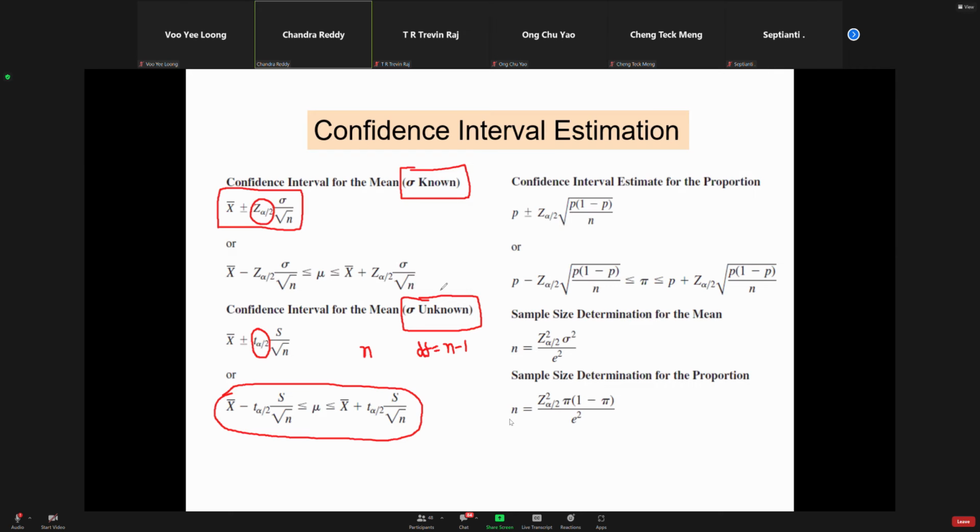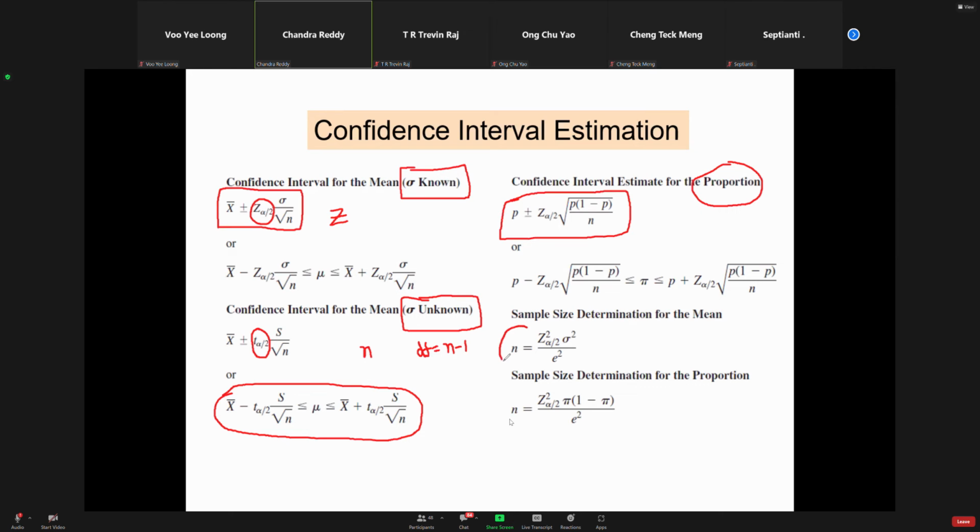Please do remember, when you don't have the sigma value in the description, you are using the t distribution tables. When sigma is known, we can use the Z statistic, the Z value, Z tables. When sigma is unknown, we have to use the t distribution tables. Instead of mean, we can deal with proportion. When you are dealing with proportion, the confidence intervals can be estimated from this formula.